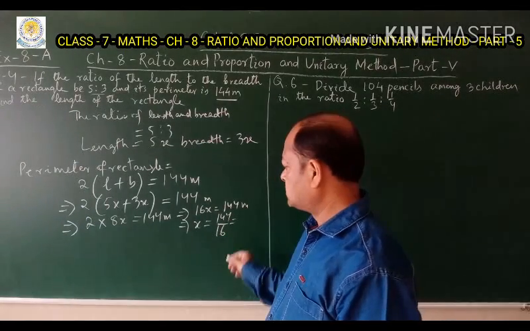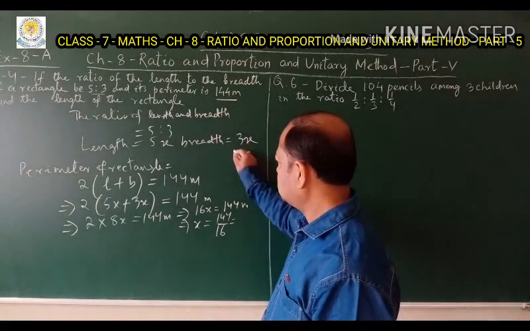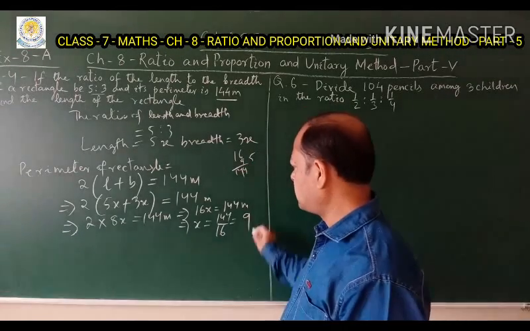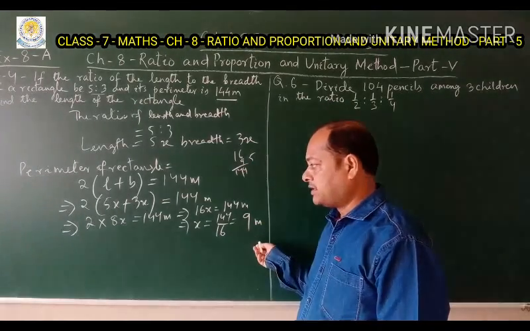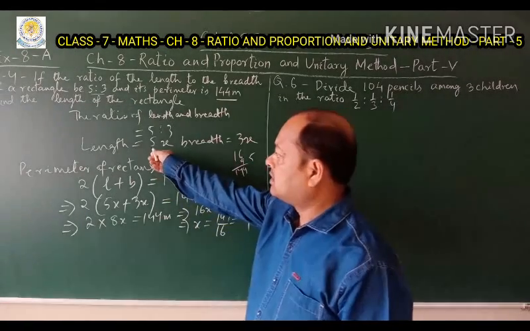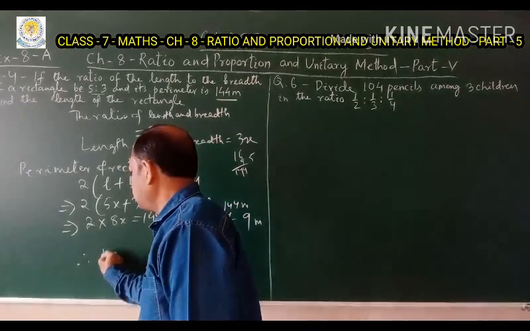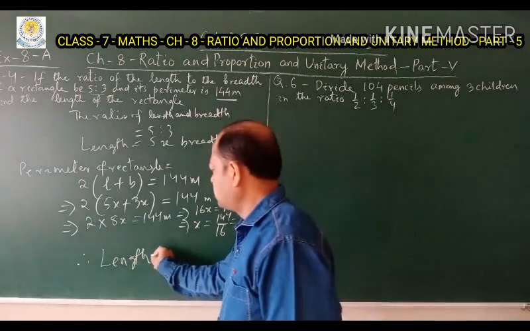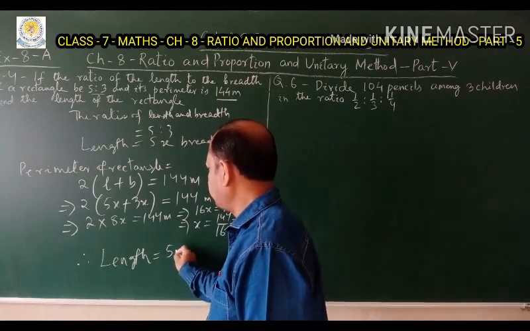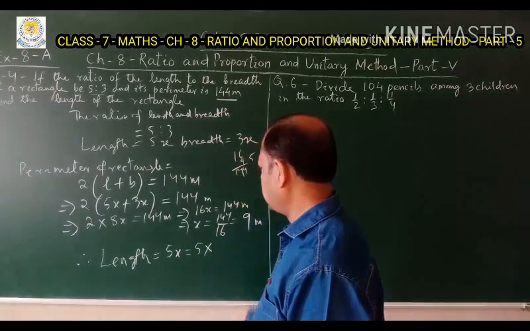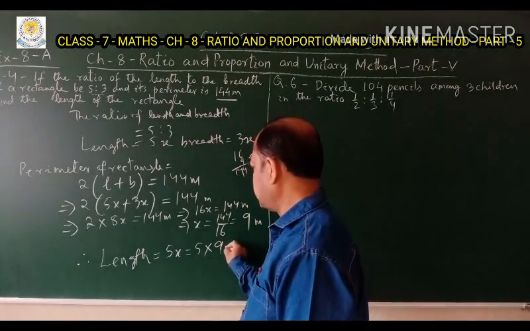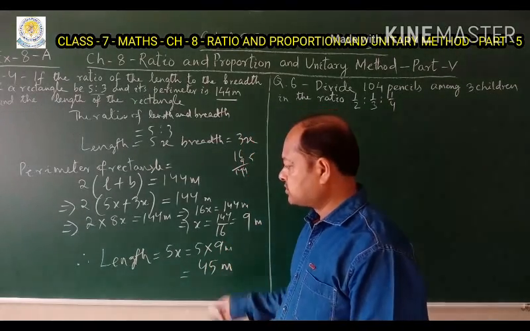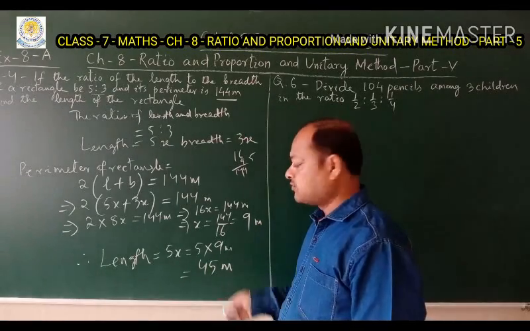That is equal to how much? 16 nines are 144. So x we got is 9 meter. So now you can easily find out the length. The question is asking for the length. Therefore the length of the rectangle equal to 5x. In place of x we will write 9 meter. So the answer will be 5 nines are 45 meter. So here we got the length of the rectangle is 45 meter.